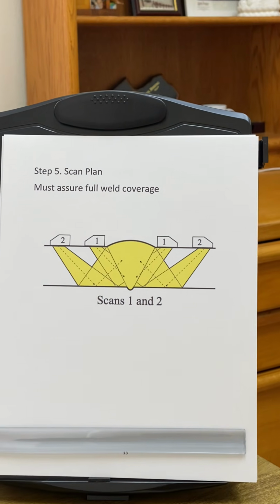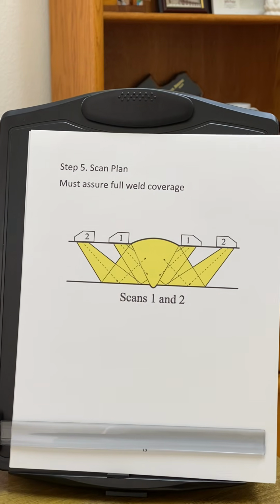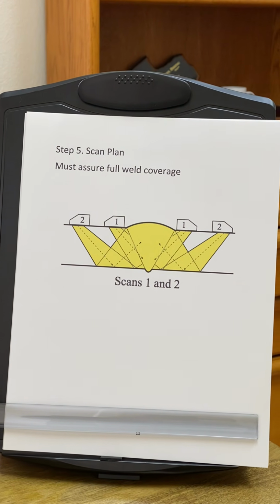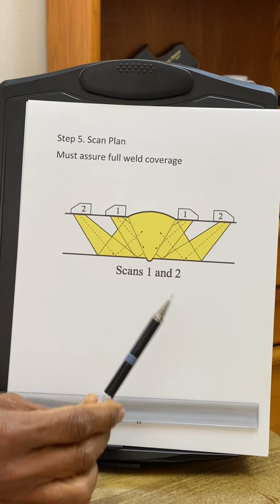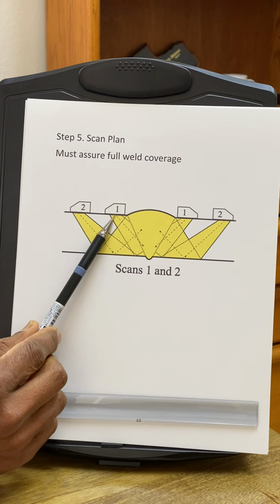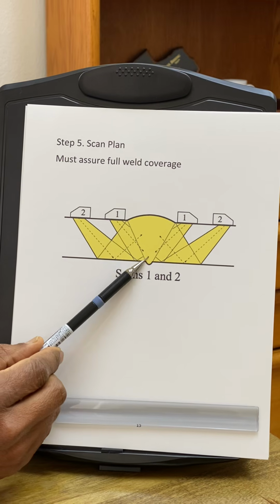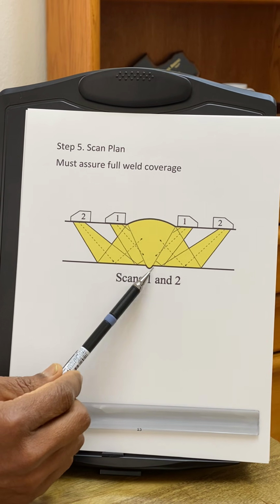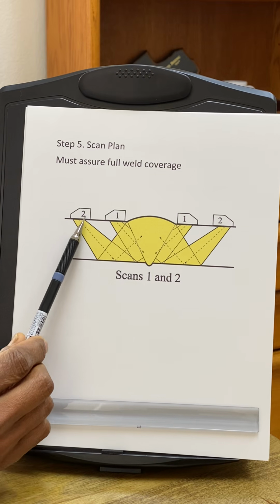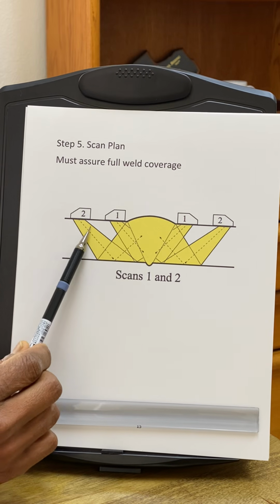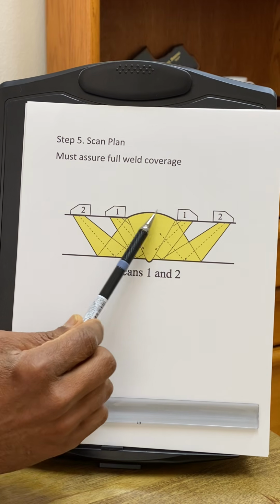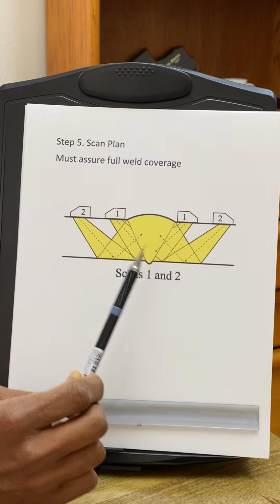Now here is what's called the scan plan, and the scan plan is created to assure that we have full weld coverage. So here you can see we are doing the inspection in the first leg, and in the first leg we will be inspecting the bottom half of the weld, including the root. And in the second leg, the probe is here. So basically the sound comes here, and it reflects from the ID back into the weld, and we are going to be inspecting the top half.